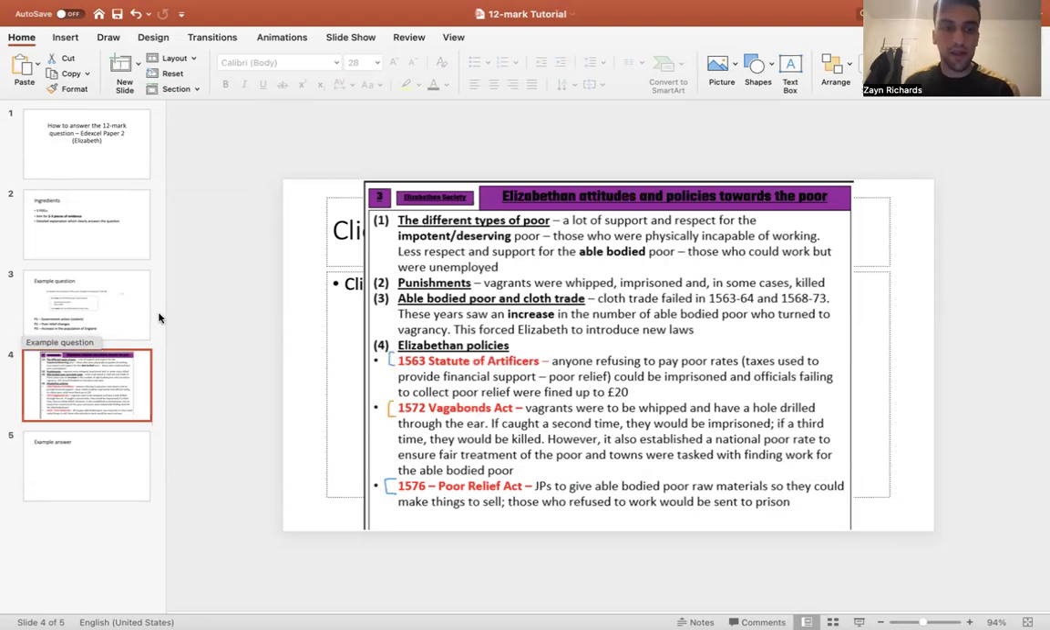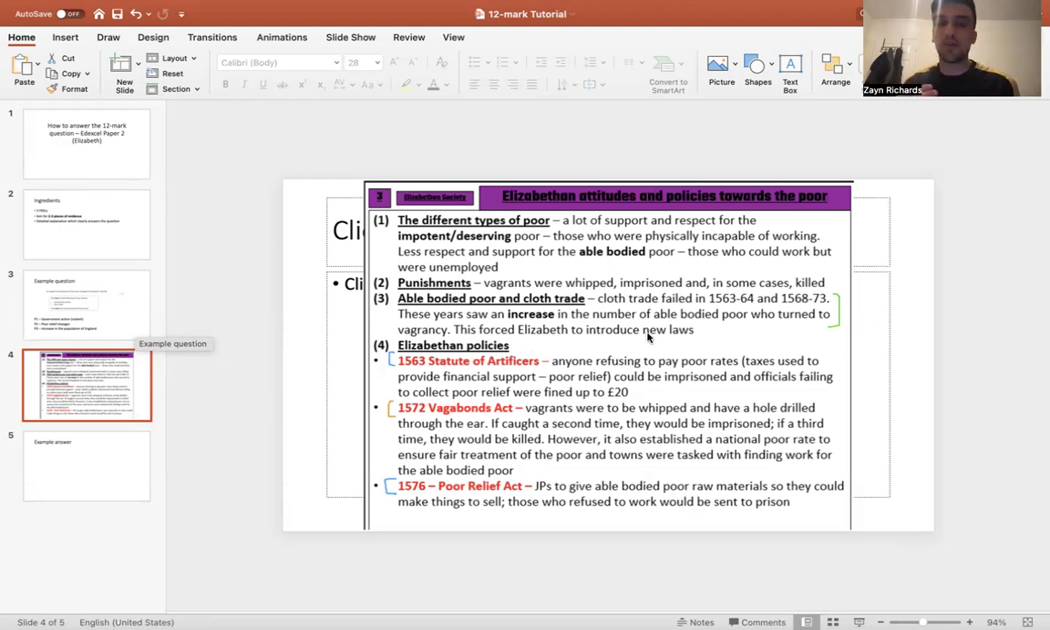And then for paragraph 3, I'd be looking at the increase in poverty flashcard, which is a different one. So make sure you've got the flashcards up. And I'd be talking about here the fact that the increase in the number of able-bodied poor meant that Elizabeth was forced to introduce new laws to control them.